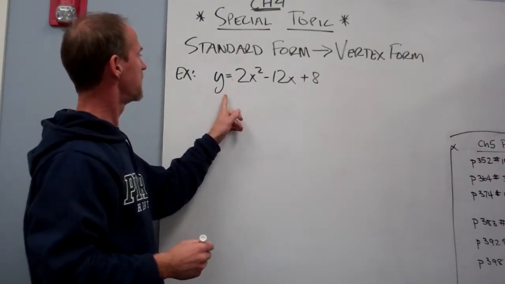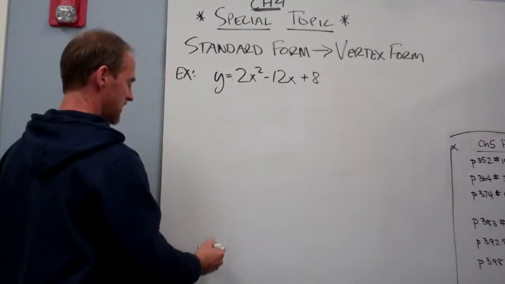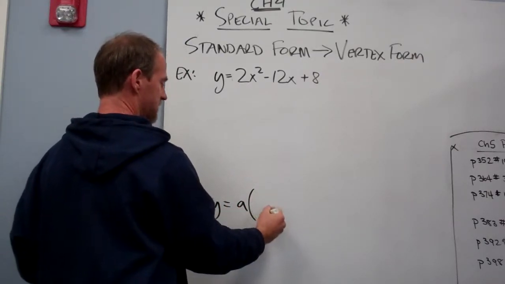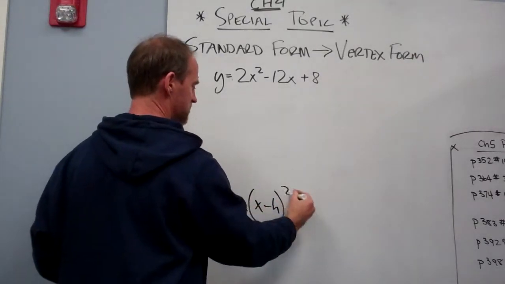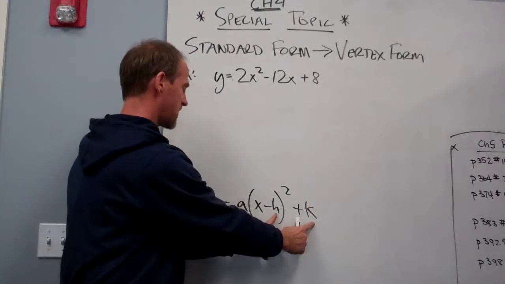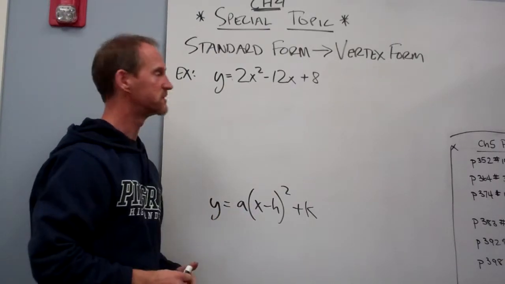But what we're going to do right now is start with this one that's in standard form, and we're going to try to get it down here into that y equals a times (x minus h) squared plus k, where then our vertex will be (h, k), and a will give us a clue as to how much it opens up or down.